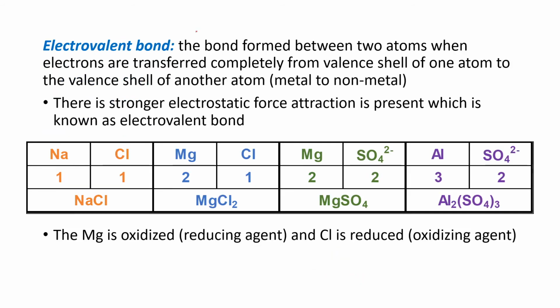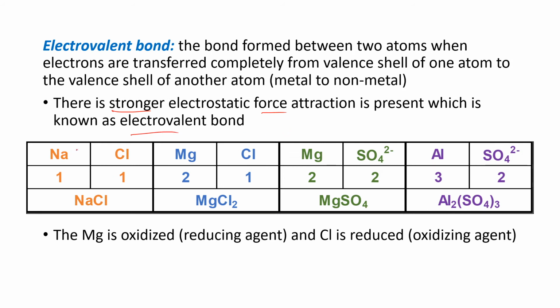Next is the electrovalent bond. The bond is formed between two atoms when electrons are transferred completely from the valence shell of one atom to the valence shell of another atom. That is generally between a metal and a non-metal. In this there is a strong electrostatic force of attraction present, which is known as an electrovalent bond.